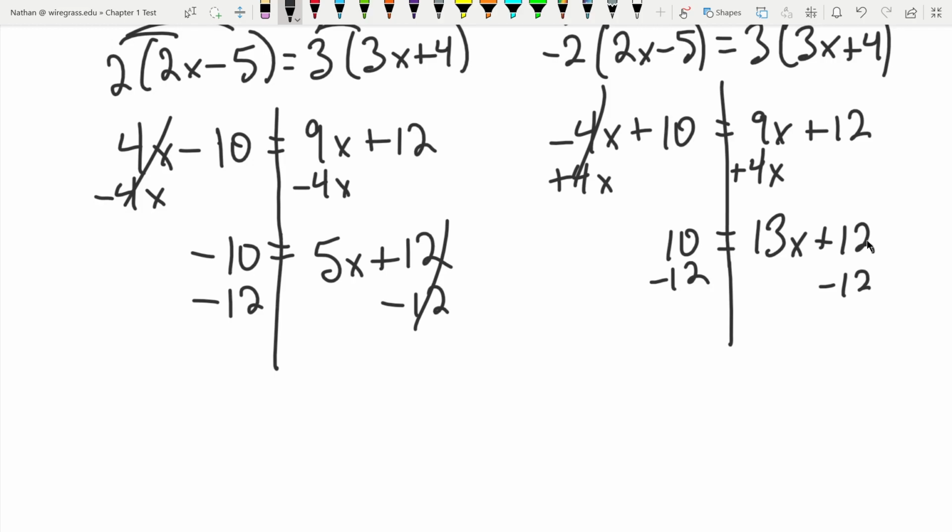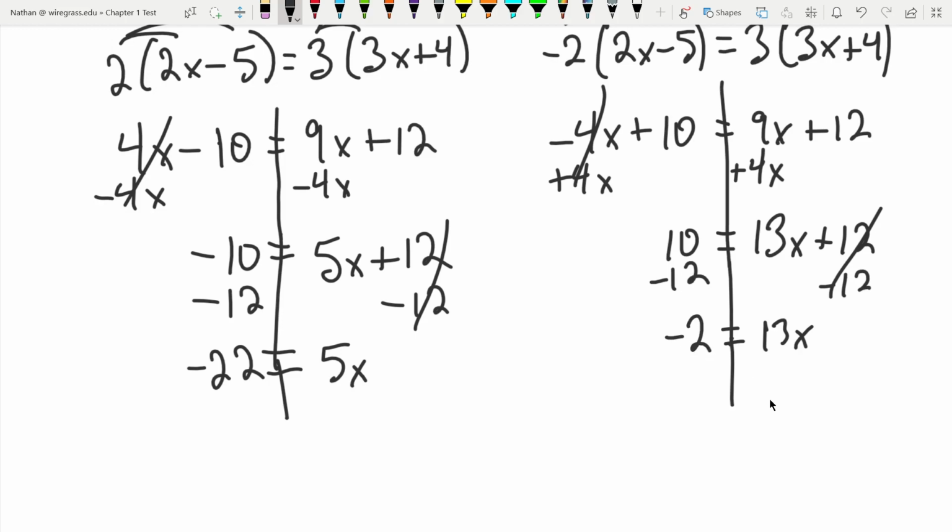Okay, those cancel, and we get 5x minus 10 minus 12. Those are both negative, so I'm going to add them together. It's going to be minus 22. And then here I have 13x, 10 minus 12. 10 is positive, 12 is negative, so I'm going to subtract them. 12 minus 10 is 2. Since 12 is the bigger number and it's negative, it's going to be negative 2.